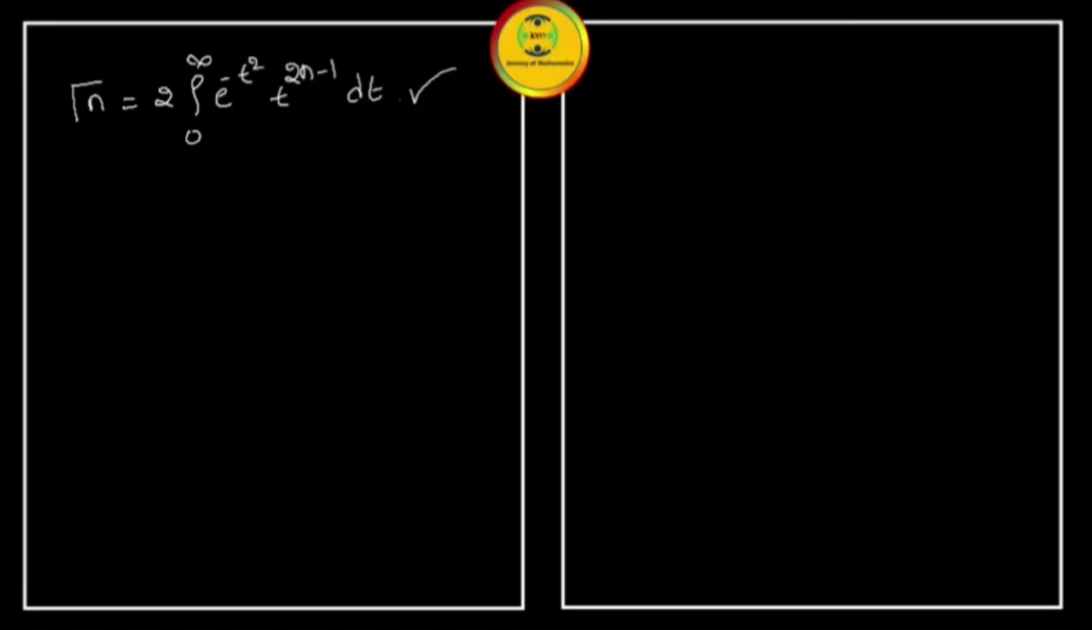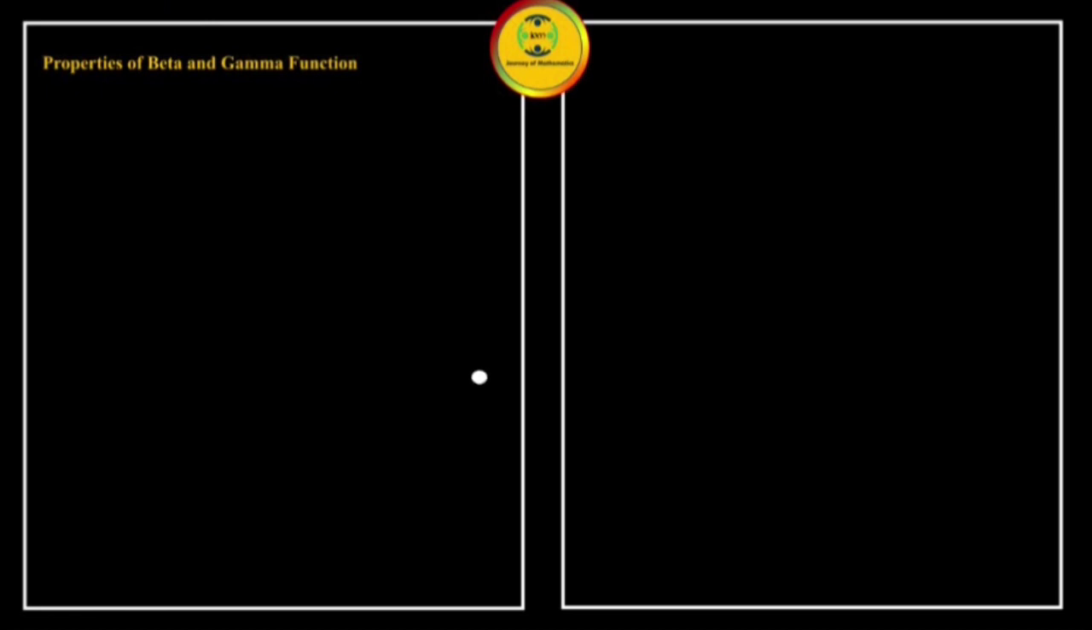Now let us see the properties of the beta function. That means let us see the first property. The first property is nothing but beta of m comma n must be equal to beta of n comma m. So let us see how to prove this.